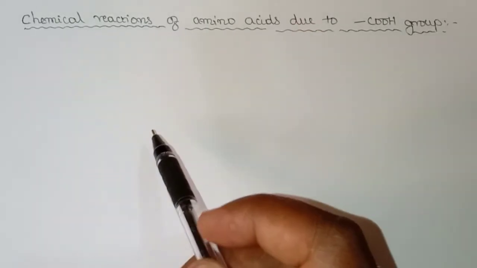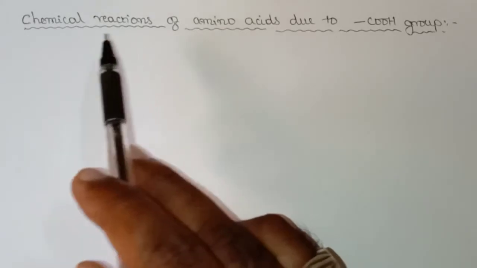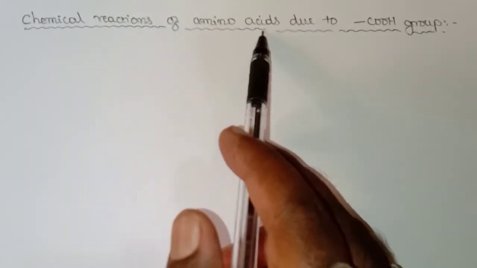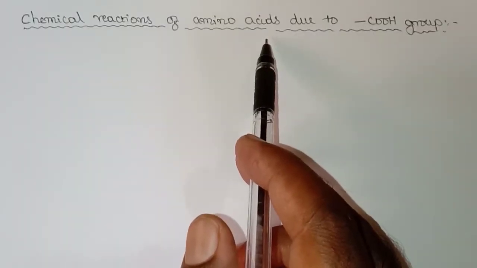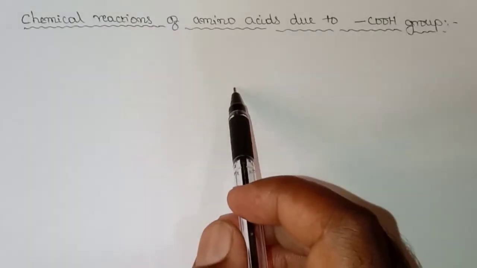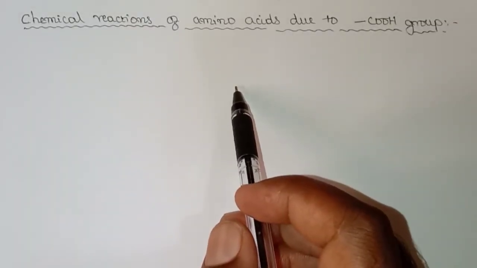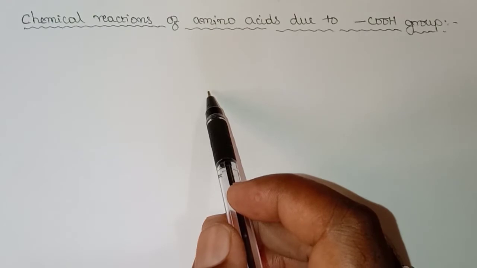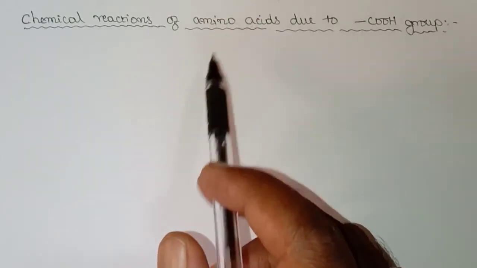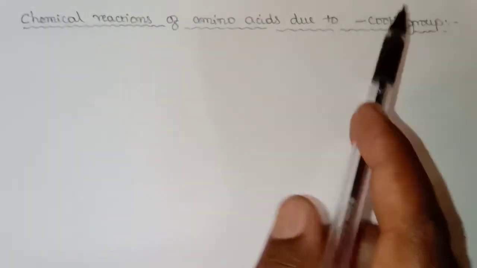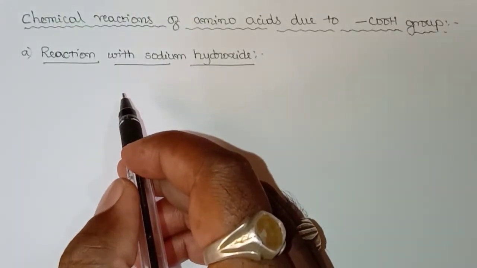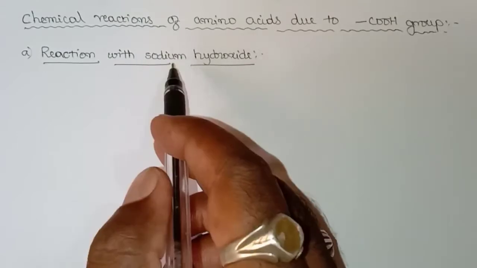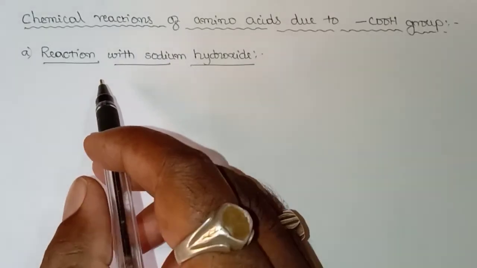So in this video, we shall look at the chemical reactions of amino acids which are due to the other functional group present in the skeletal structure of an amino acid, that is the COOH group. Today we shall look at the different kinds of reactions that an amino acid undergoes, mainly because of the COOH group. The first reaction is the reaction of amino acids with sodium hydroxide.